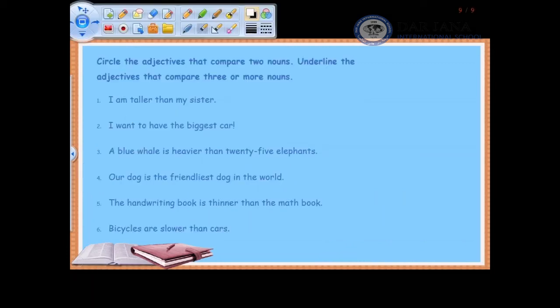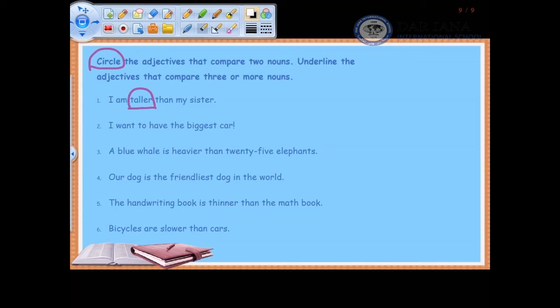Let's start this practice. Circle the adjectives that compare two nouns. Underline the adjectives that compare three or more nouns. Number 1, I am taller than my sister. Taller tells me the size. I see ER at the end of the word, which means I'm comparing between two objects or two nouns. The directions tell me circle, so I have to circle my adjective.